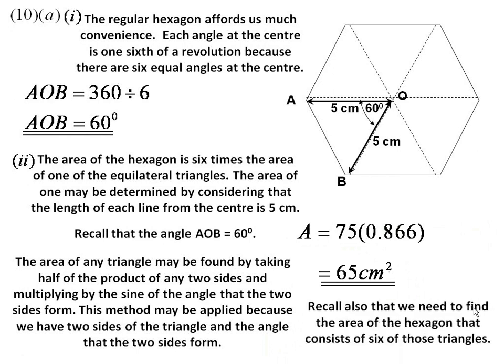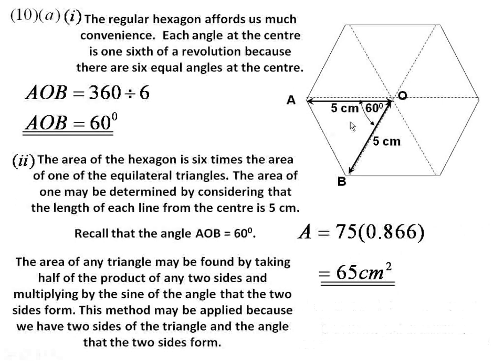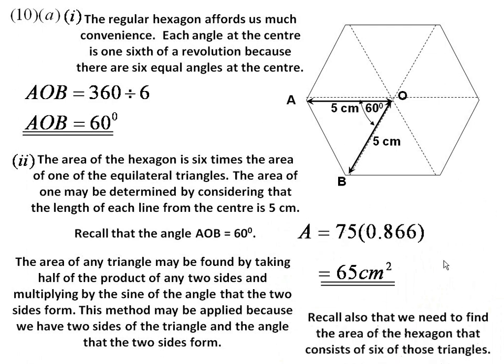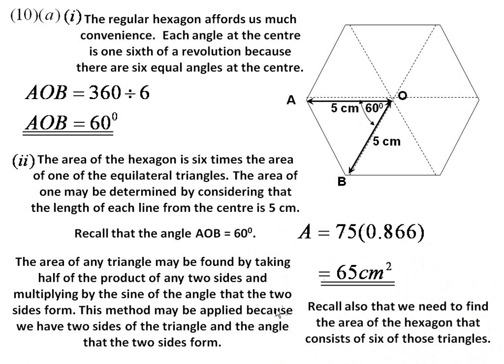Recall also that we need to find the area of the hexagon that consists of 6 of those triangles. So we find the area of one triangle and we multiply that by 6. We do it in the same step. Multiply 6 by the area of each triangle, and we will get the entire thing. And that's all there is to it. But we have a lot more to 10, part B.